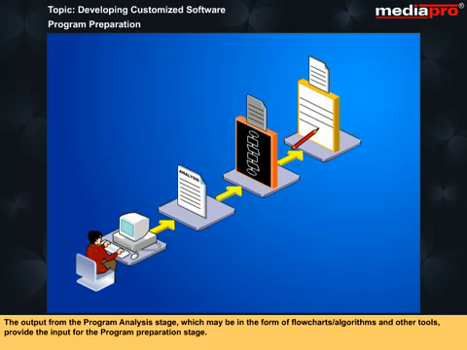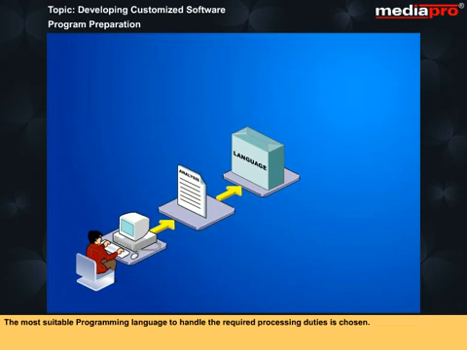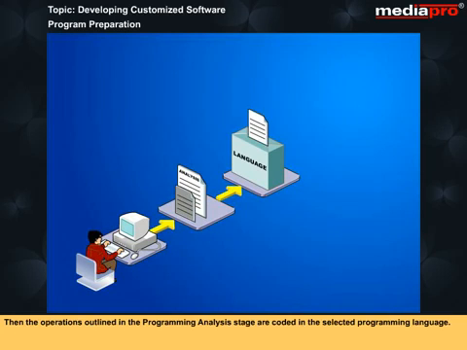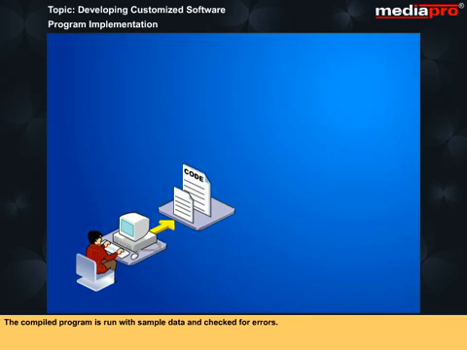The output from the program analysis stage, which may be in the form of flowcharts and algorithms and other tools, provide the input for the program preparation stage. The most suitable programming language to handle the required processing duties is chosen. Then, the operations outlined in the programming analysis stage are coded in the selected programming language. The program codes are written and compiled as per the processes defined. The compiled program is run with sample data and checked for errors. This stage of executing and debugging is termed as program implementation.